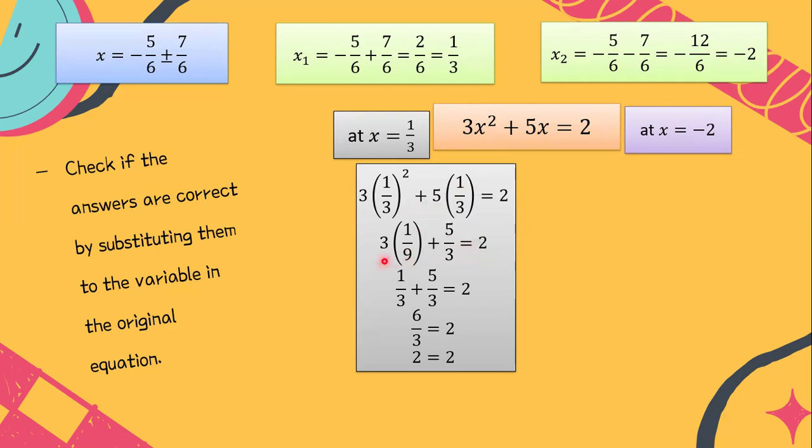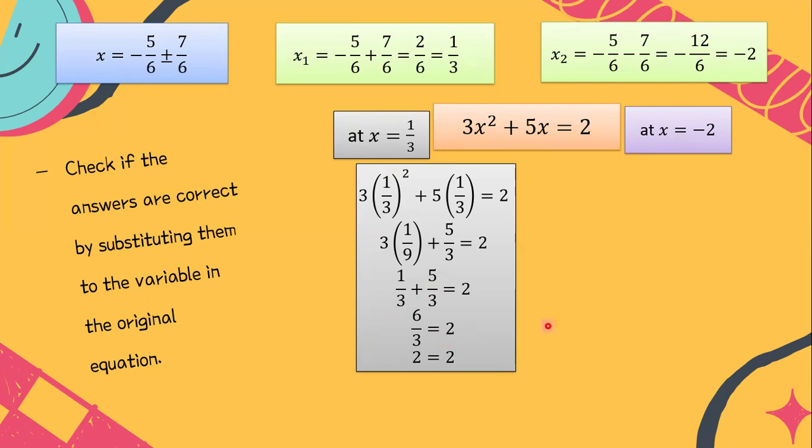Now, we need to multiply 3 times 1 over 9. That is 3 over 9. Simplify, that is 1/3. So 1/3 plus 5 over 3 is equal to 2. They are already similar fractions, so we just add. So that is 1 plus 5 is 6. 6 over 3 is equal to 2. Simplify, that is 2 is equal to 2. So x as 1/3 is the solution.